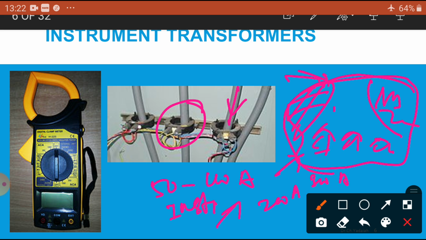Or suppose this is my village, and I want to measure the total mandal, some 10 villages or 20 villages. Suppose I want to measure the total division, or the total district. Then what is the current range and what is the voltage range? How can I use this CT, sir? For that purpose I can use another device. What is that? You can see here.